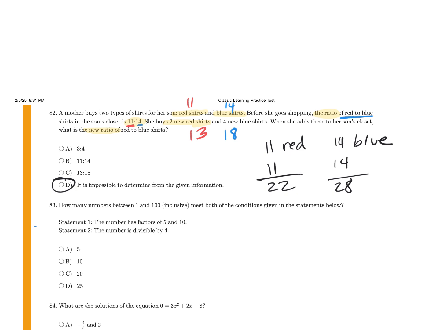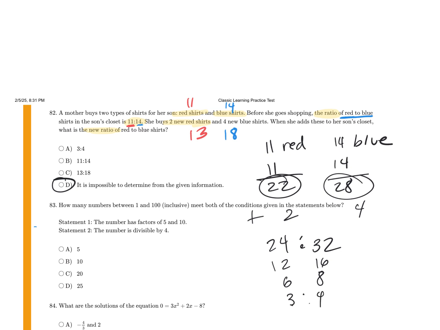Because let's say the total was 22 and 28. If I add 2 new red shirts to that and 4 new blue, then my ratio would be 24 to 32. 24 to 32 simplifies to 12. If I divide by 2, 12 to 16, I can divide by 2 again. 6 to 8, 3 to 4.